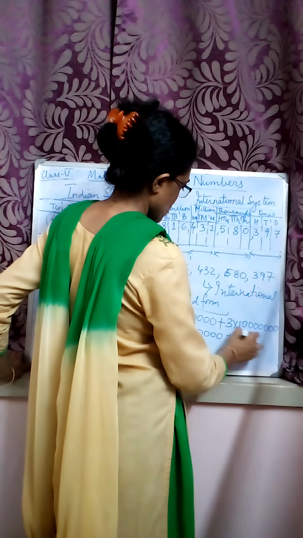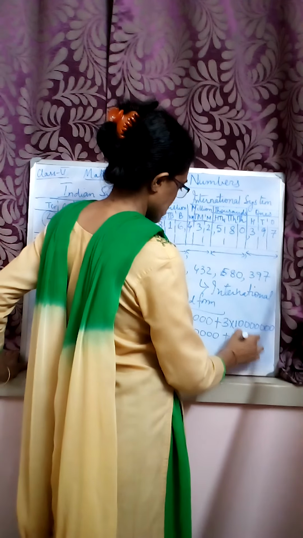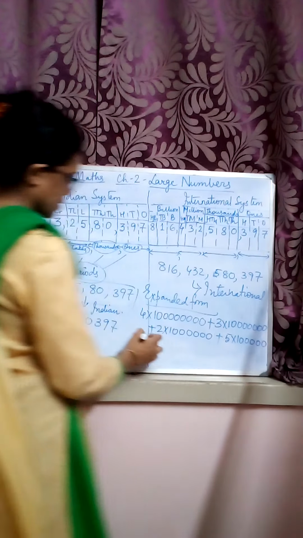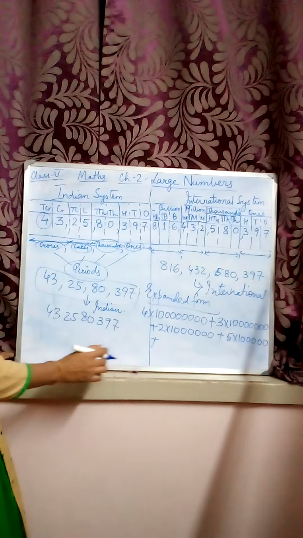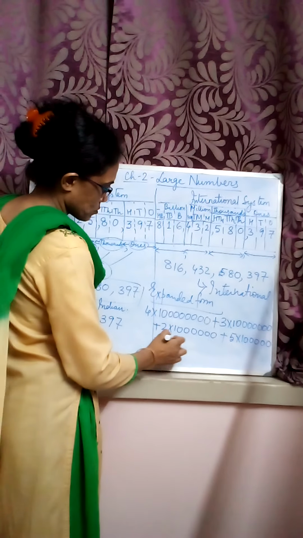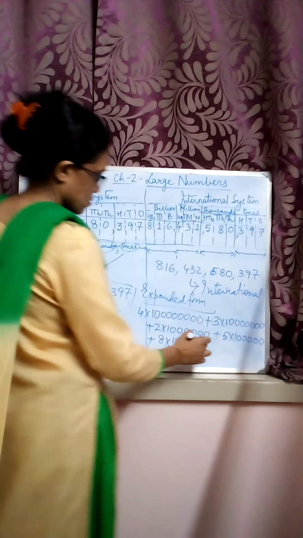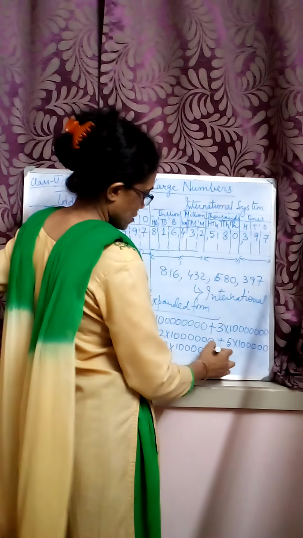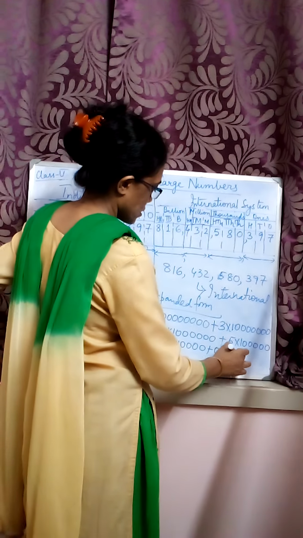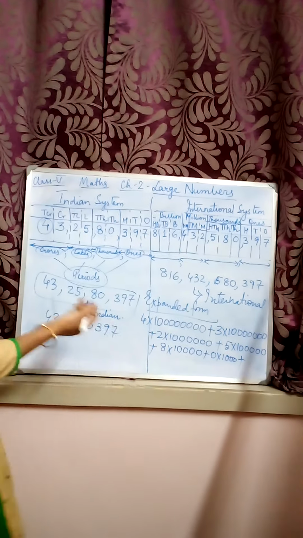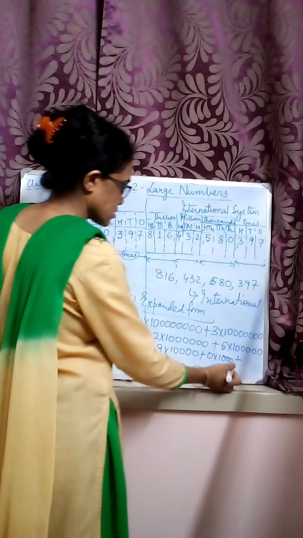20 plus 5 lakhs. 1 followed by 5 zeros. Then 80,000. 8 followed by 4 zeros. Then this is 0 followed by any number of zeros. It becomes 0. But still I am writing it down to specify this place value.